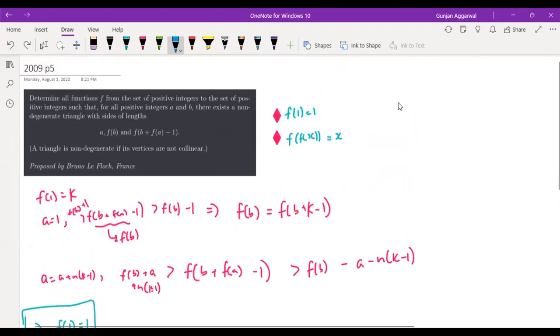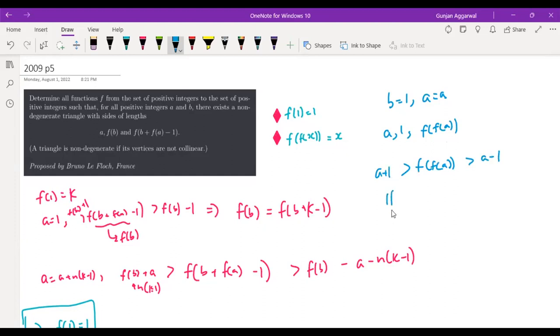Okay, so let's take b is equal to 1 and a is equal to any random positive integer. So we just try to bound it. We get f of a lies between a plus 1 and a minus 1. This is possible if and only if f of a is a itself.